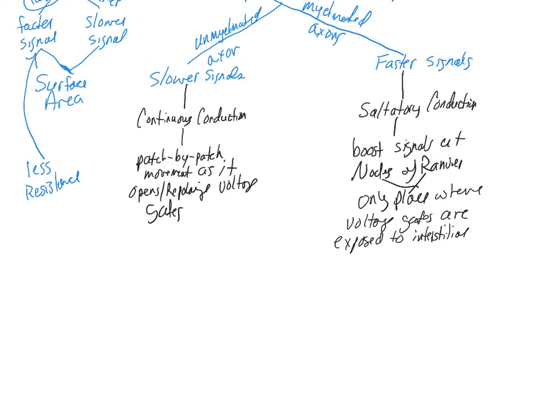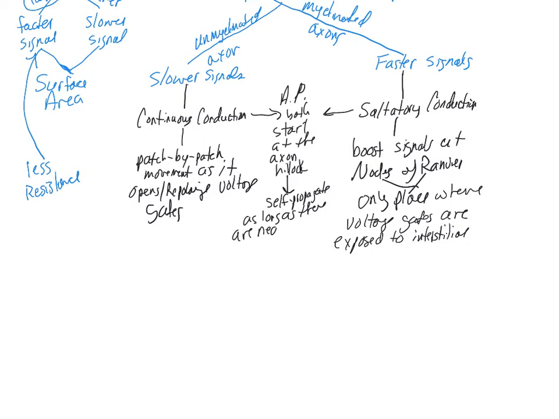As I said, with these action potentials, both start at the trigger zone at the axon hillock, where you first have your very first voltage gate. And they will continue to self-propagate that action potential as long as there are nearby voltage gates. So remember, it's all or nothing. It's going to go to the very end.